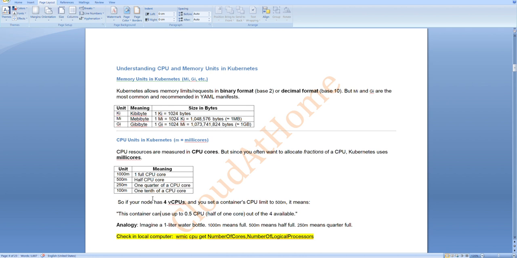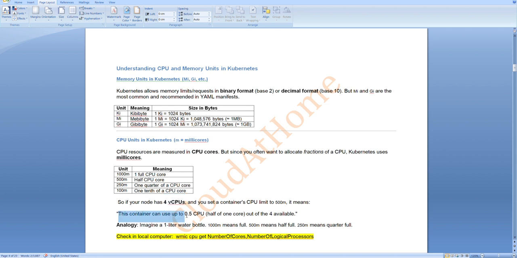No, right? Because what I'm trying to say is, if you have 4 vCPUs and your container is set to a limit of 500 M, that is 1 by 4 of your vCPU, not 50%. 0.5 means half of one core, but it is not half of 4 cores. If you have to use half of 4 vCPUs, then you have to use 2000, right? I hope you have got it.